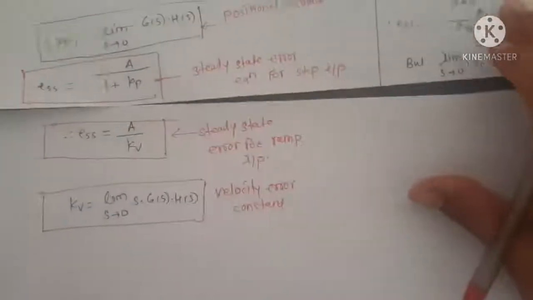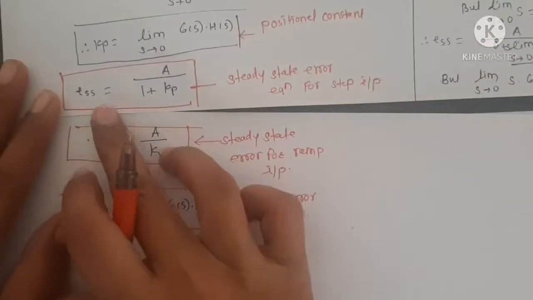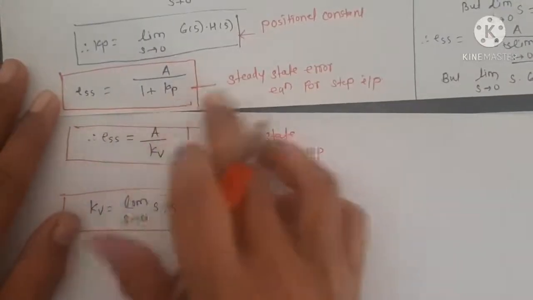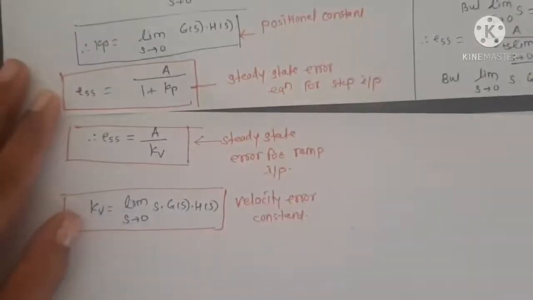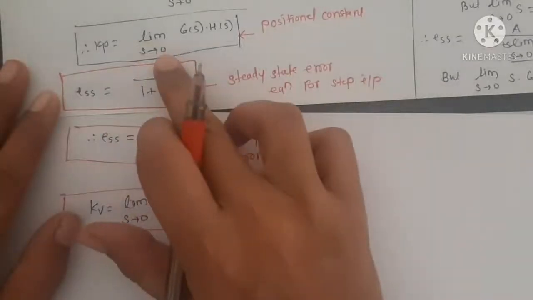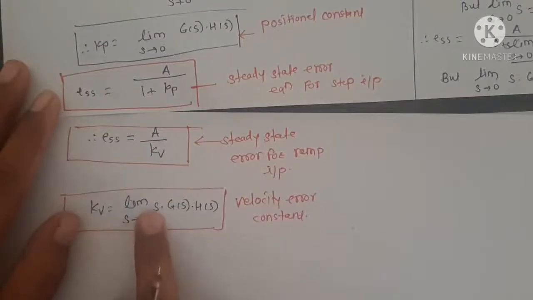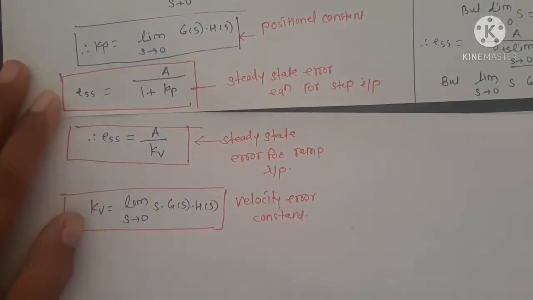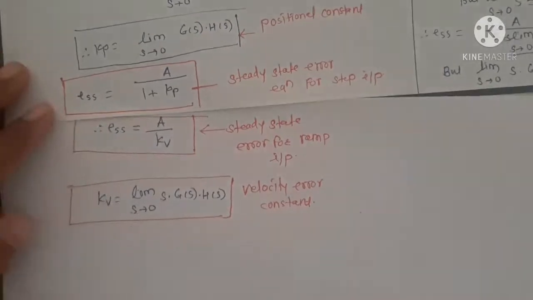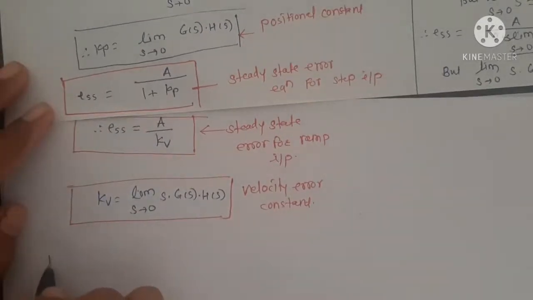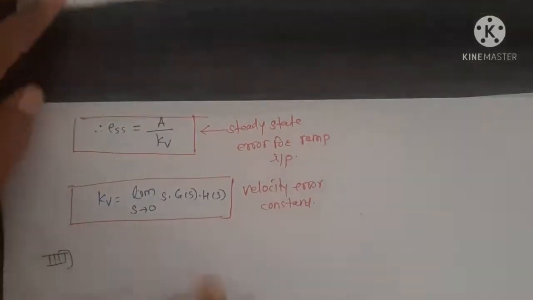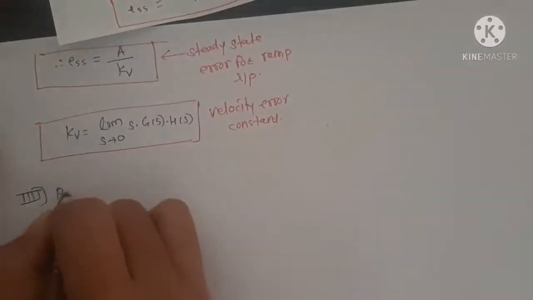So these are two different equations, that is E of s is equal to A upon 1 plus Kp for steady state error. Kp is nothing but the limit s tends to 0, g of s into h of s, and Kv is equal to limit s tends to 0, s into g of s into h of s. Now next input is parabolic input. Third input is parabolic input.